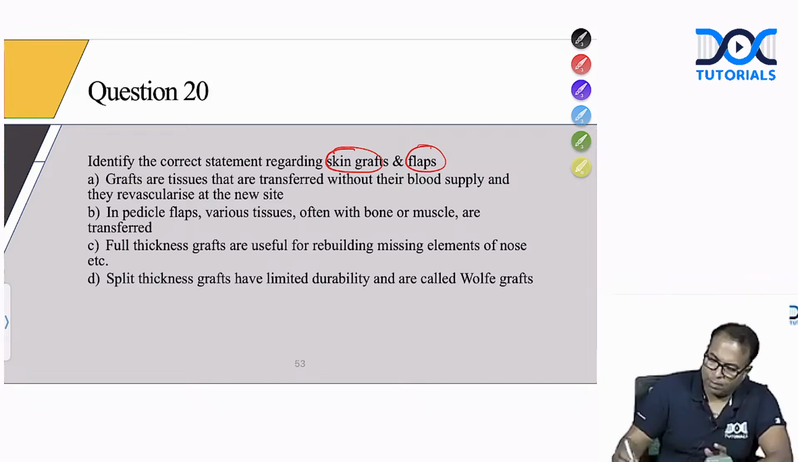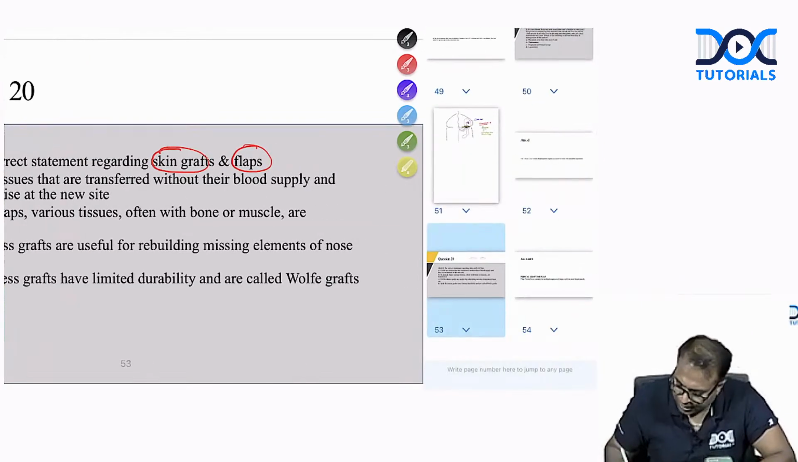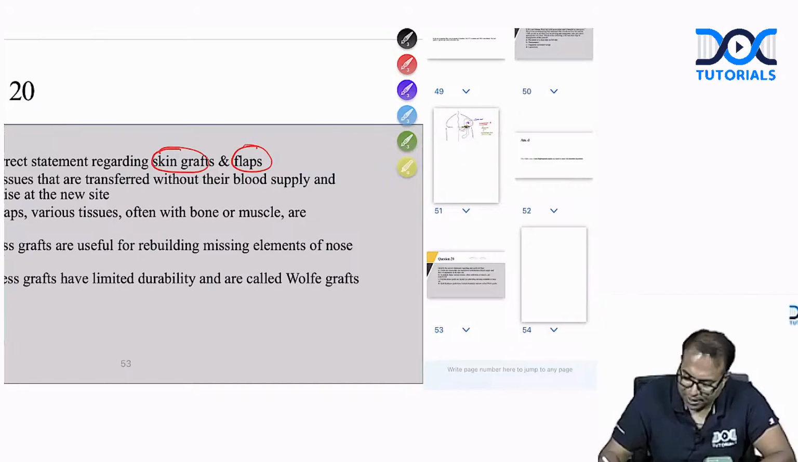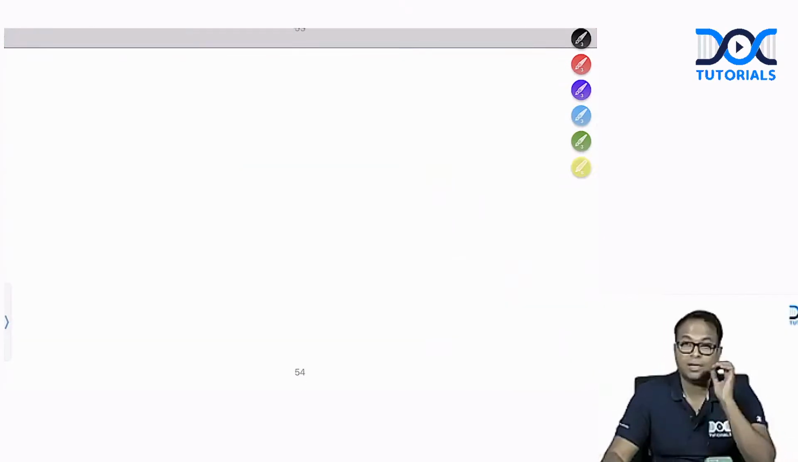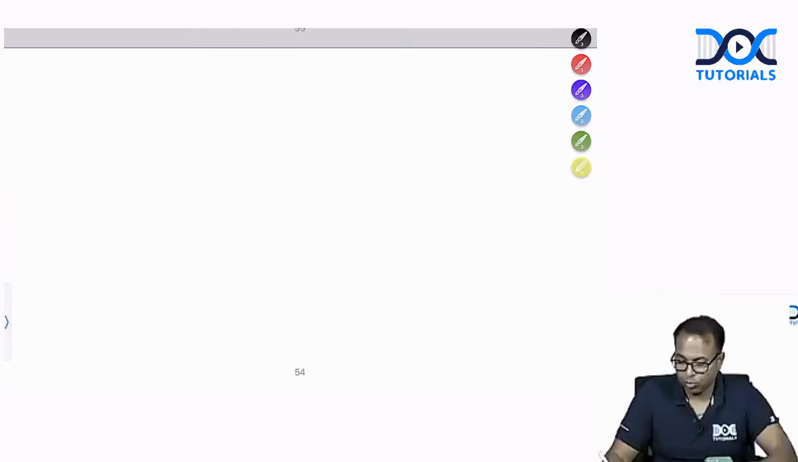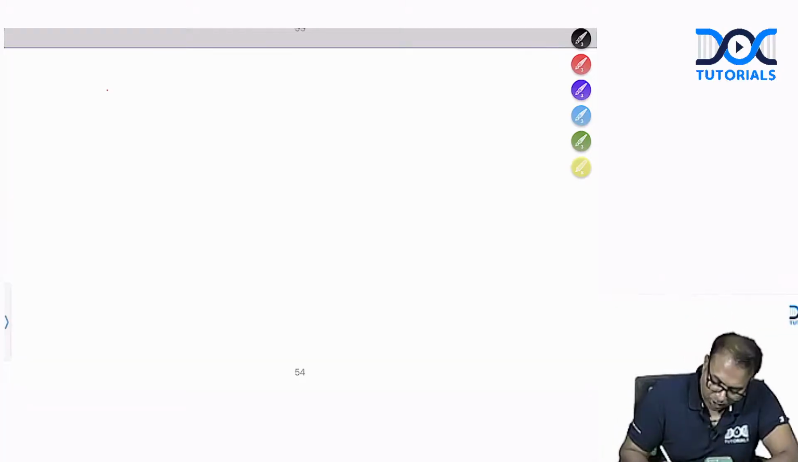See, this is a very commonly asked MCQ. Before going to the question, plastic surgery is one of the specialty topics. Two specialty topics which will be very favorite for NEET PG: one is plastic, another is urology. Both of the topics should be strong. Graft and flap, please understand the basics.